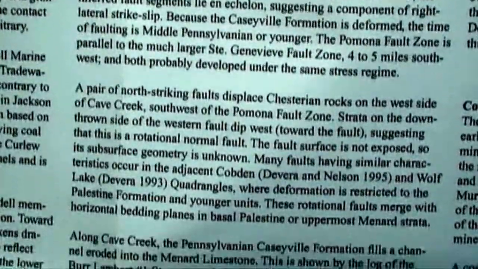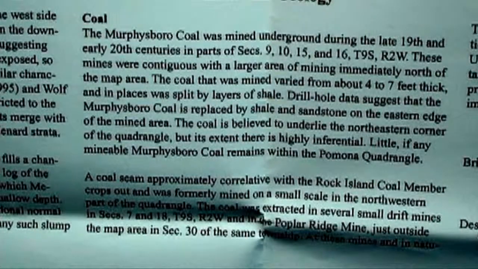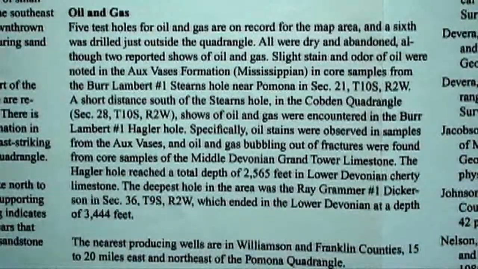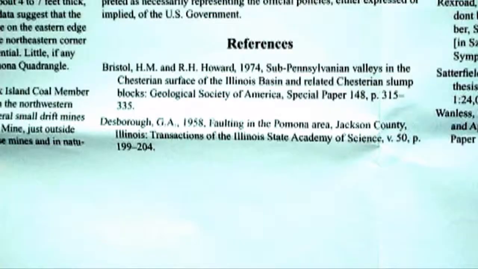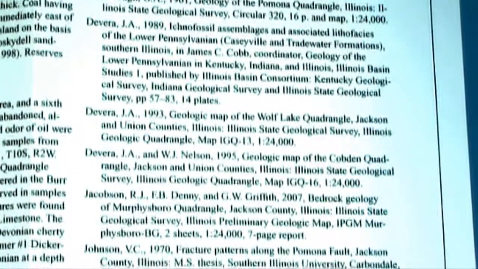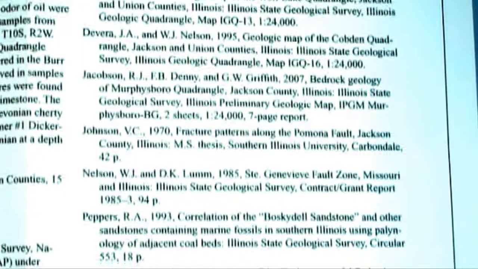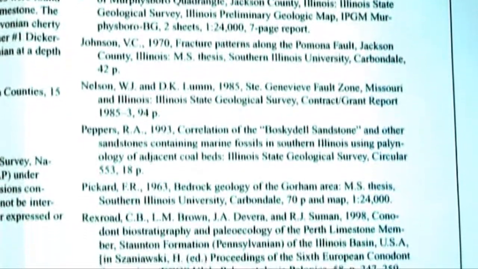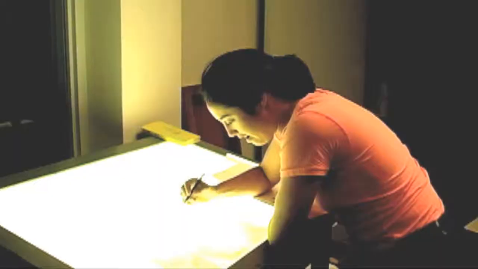Another important part of the text is the economic geology. So here we have coal in the area, and so that's, of course, of economic value. Oil and natural gas. Acknowledge people who have helped us or agencies such as the USGS. The most important part of the map is the references. Those are other publications which we have used to make the map, and that's where we give credit to people who have done work in the area, and we've used their results.